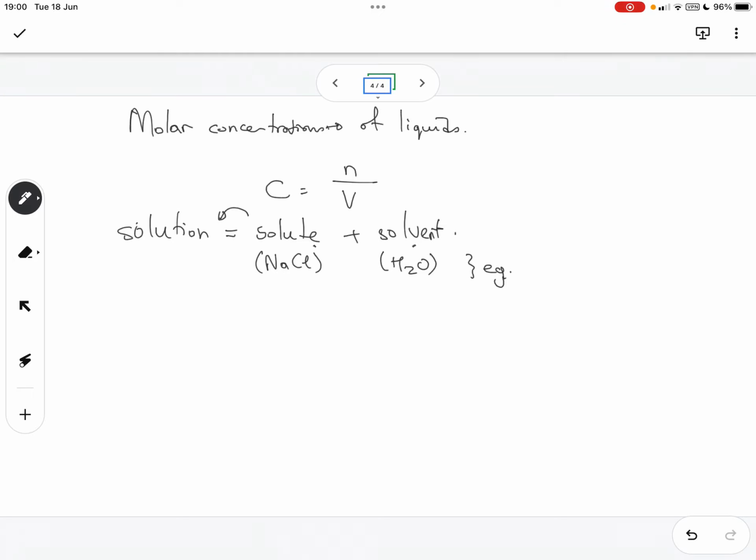And the amount of substance that is dissolved in a given liquid is the concentration of the liquid. So concentration becomes the amount of solute dissolved in solvent.